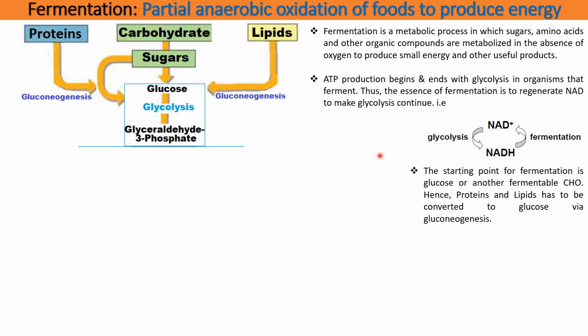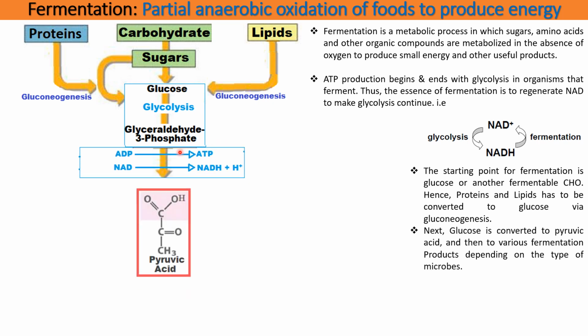So the starting point of fermentation is glucose or any other fermentable carbohydrate. Therefore, proteins and lipids have to be converted into glucose via gluconeogenesis, the production of glucose from other sources, in order to join fermentation pathways. When they are converted into glucose, the glucose will pass through glycolysis, as we explained, to produce glyceraldehyde phosphate, and then the glyceraldehyde phosphate is oxidized to pyruvic acid. In the process, ATP is produced and NAD is converted into NADH.